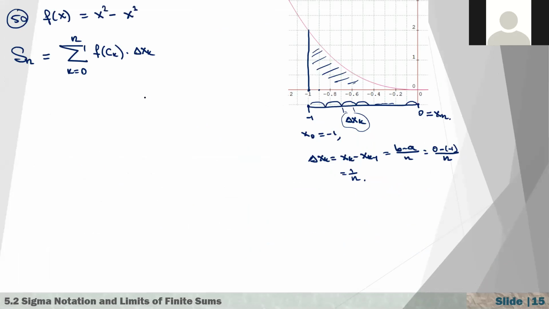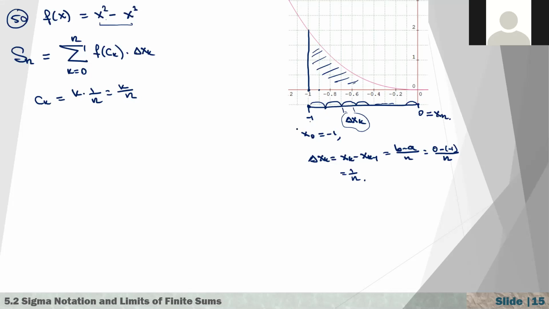Okay. So now, what is our function? This f of c_k is our function, right? Instead of x, I need to substitute c sub k. So what is c sub k? As you see here, for example, c sub k is equal to k times 1 over n. Simply, that's equal to k over n, right? For example, here, c sub 0 is negative 1. C1, right? It is just multiplying this by 1. So we are talking about this point, right?